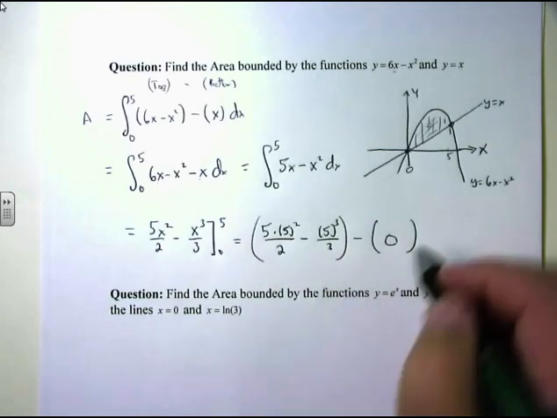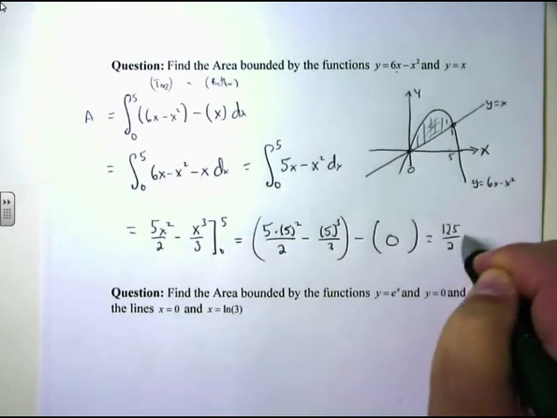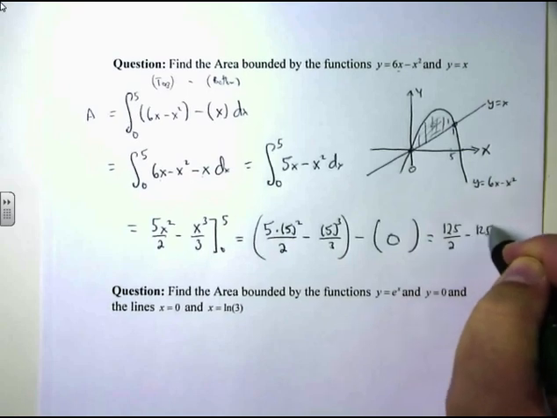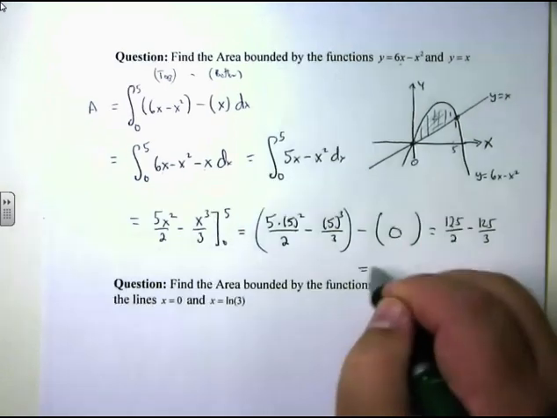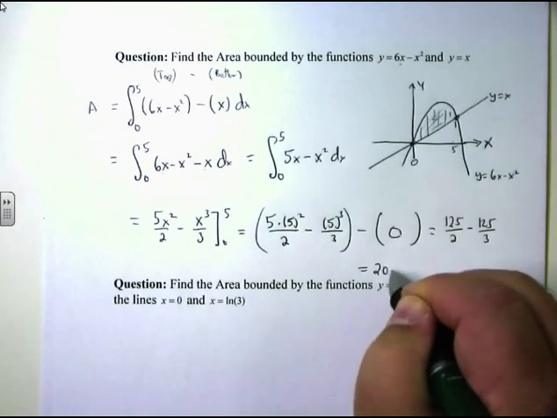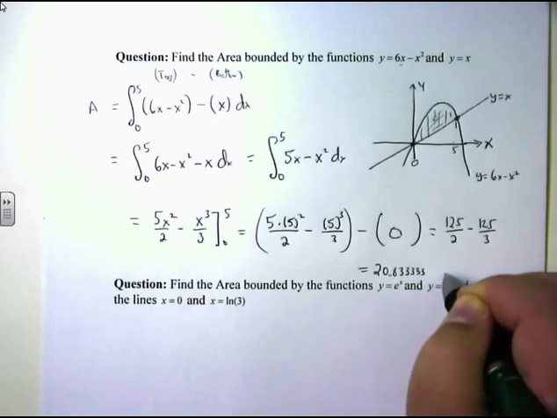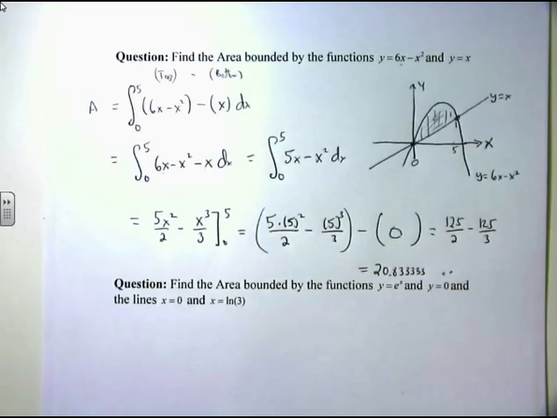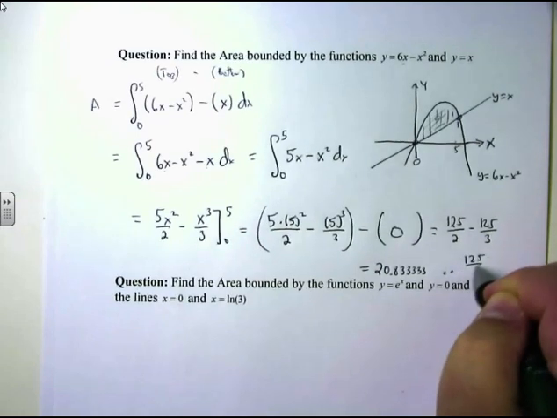5 squared is 25 times 5 is 125, so I've got 125 halves minus 125 thirds. So cleaning that up, 125 halves minus 125 thirds is, for those people who love decimals, 20.833333, or for those people who love fractions, you end up getting, of course, 125 over 6.